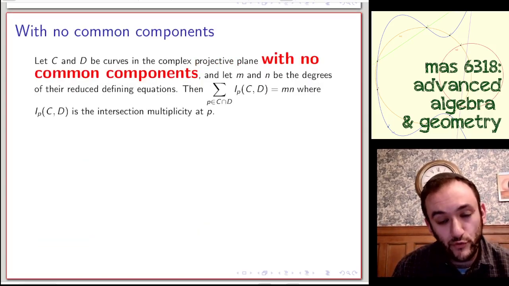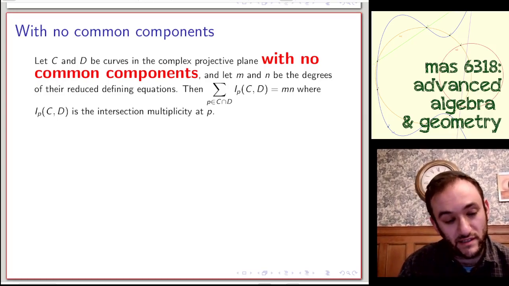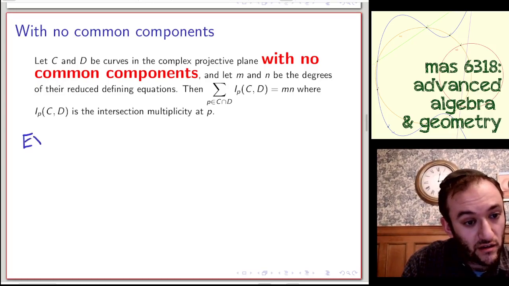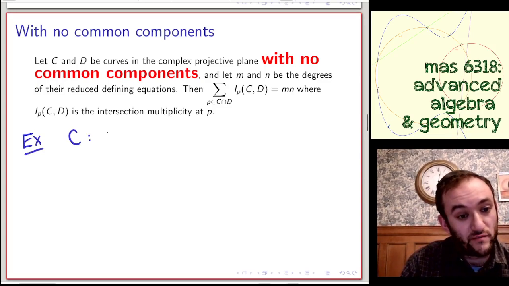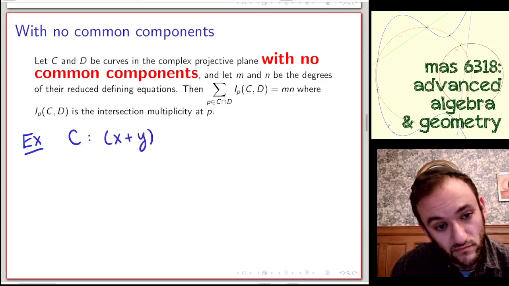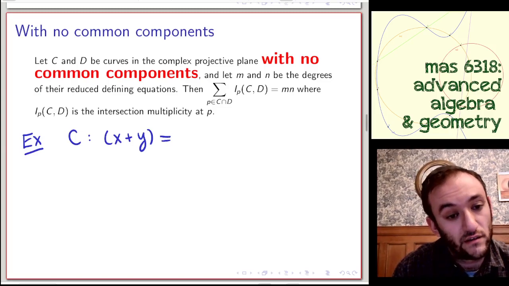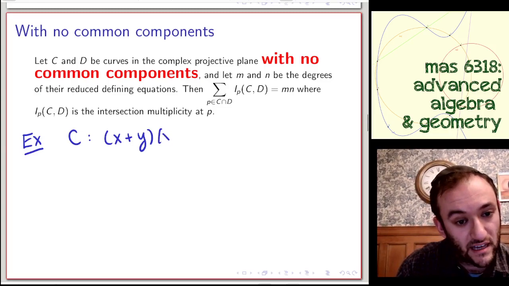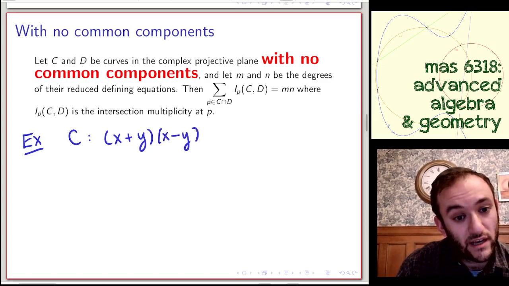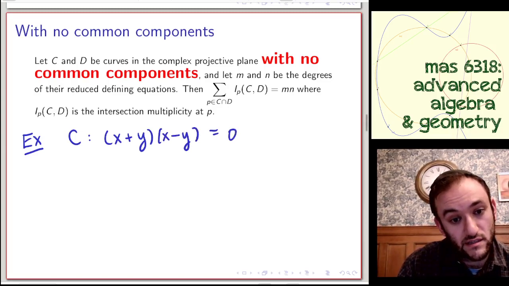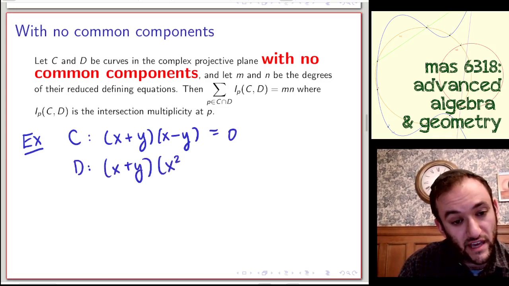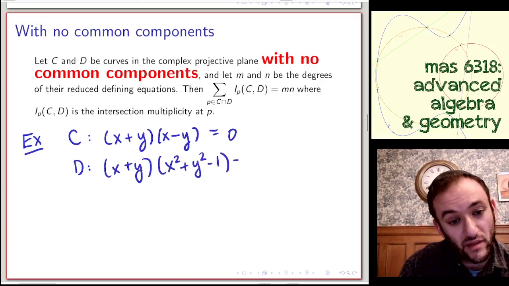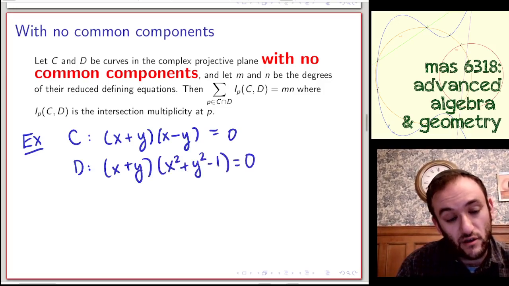Okay, moving along, we have with no common components. And what's the problem here? Well, we're worried about the following situation. What if I tell you one of my curves is x plus y times x minus y equals 0, and my other curve is x plus y times x squared plus y squared minus 1 equals 0.